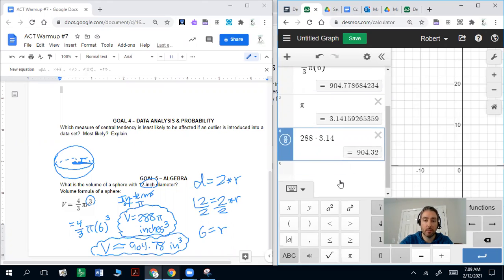And the more you go out, 15926, etc., you'll get that to be more precise.